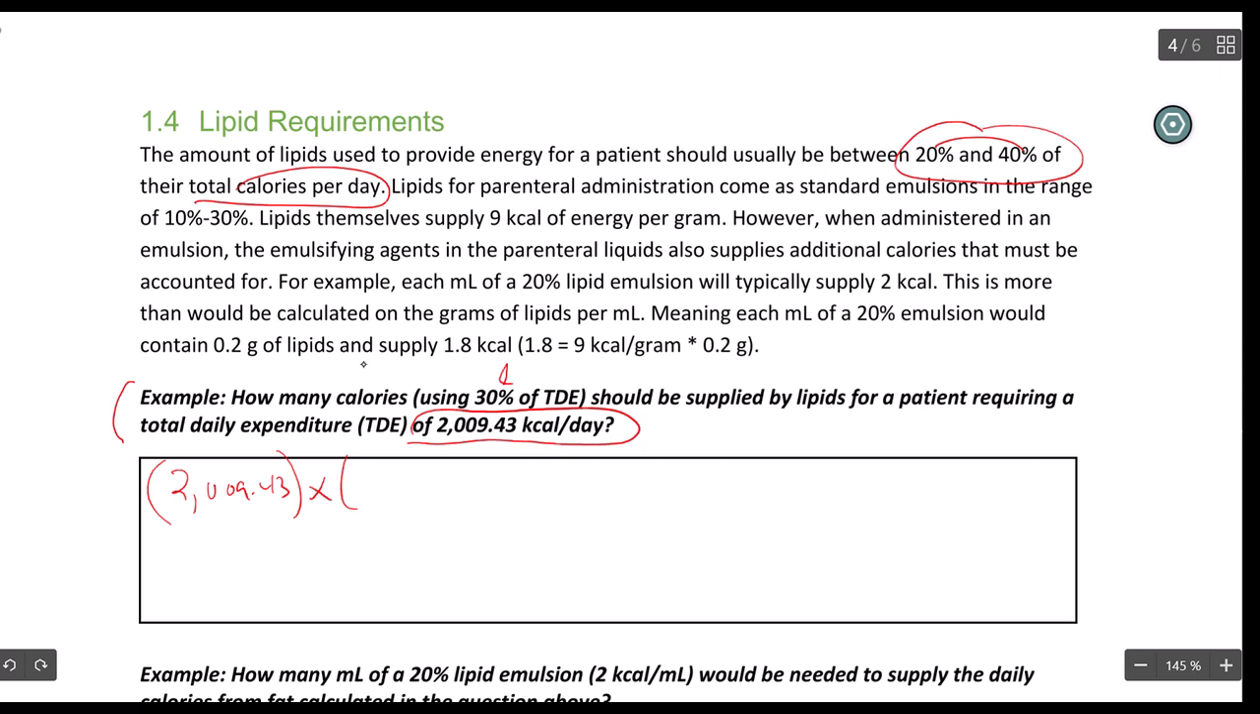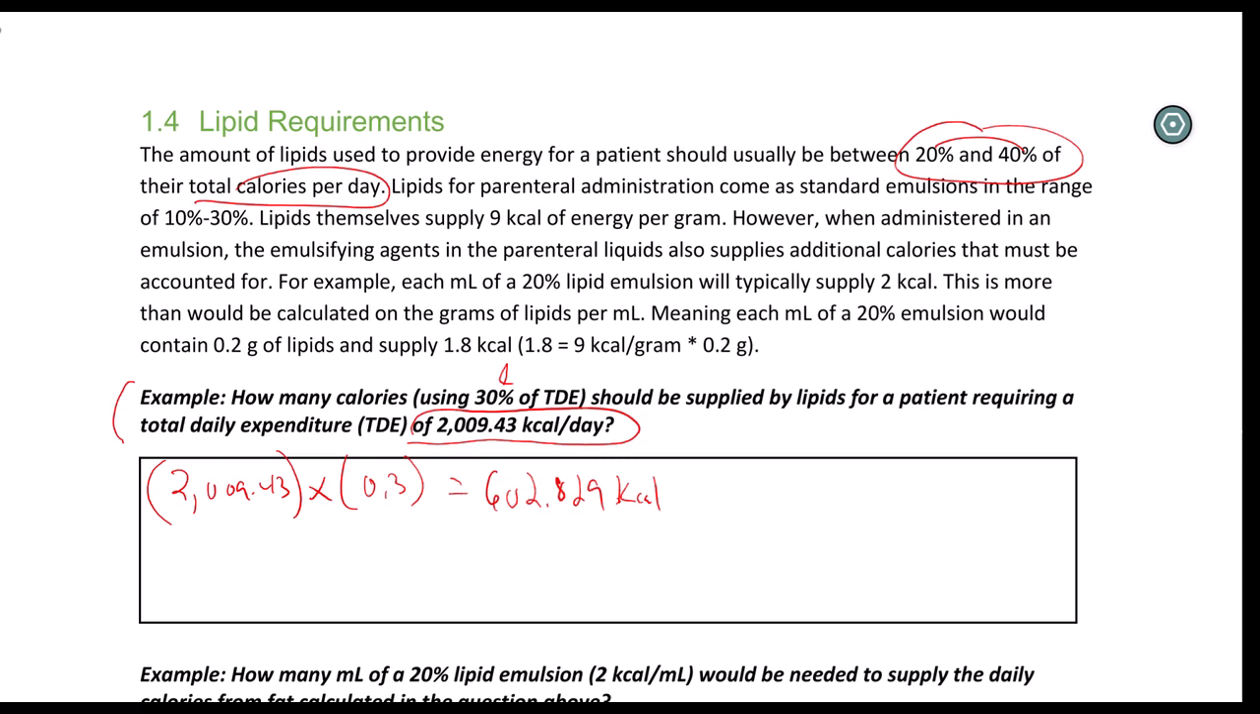Right in between. So we're going to multiply this by 30%, or you make it into the decimal there, 0.3. So 30% of that number. This is going to be about 602.829 kilocalories. That's how many calories should come from lipids.